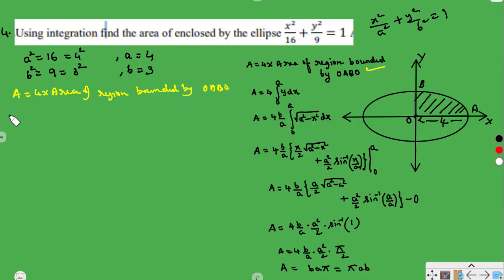Now next step. A equals 4 times, where a is there, what do we put, 4. Write 4 y dx. Next, A equals 4 times. Where b is, what do we put, 3. Where a is, what do we put, 4. Where a square is, what do we put, 4 square. So write 4 into 3 by 4 root of 4 square minus x square dx.